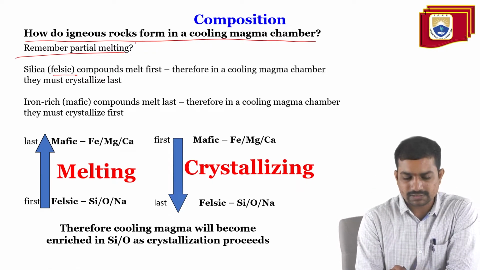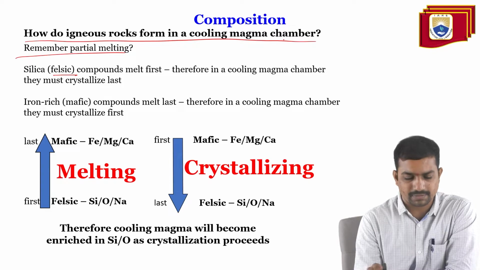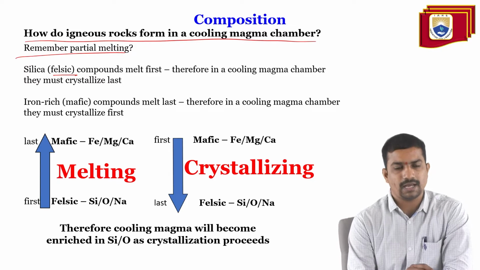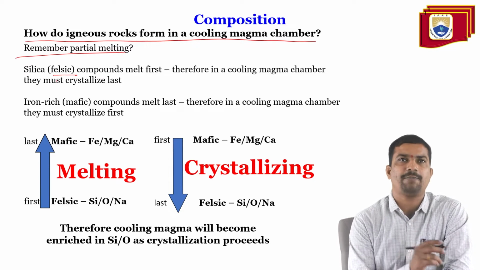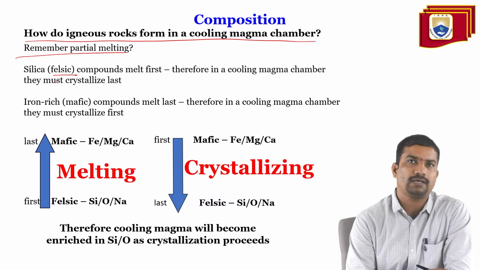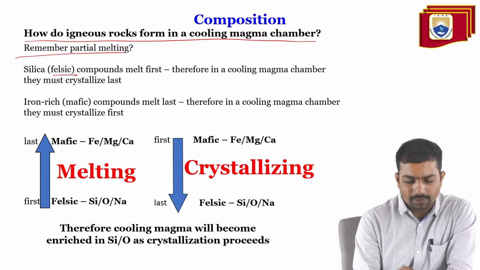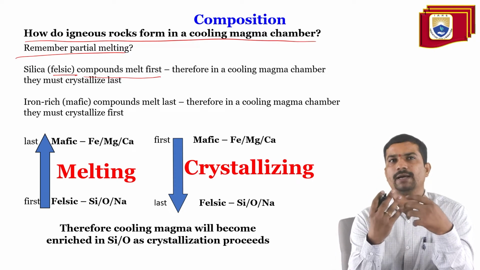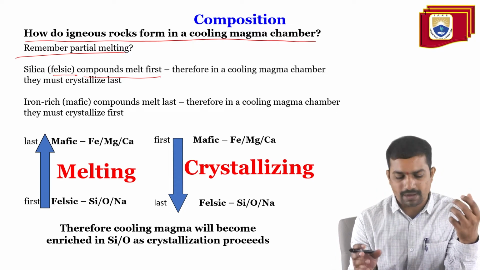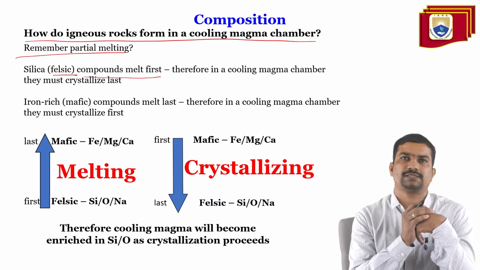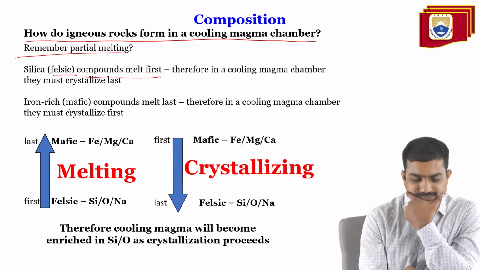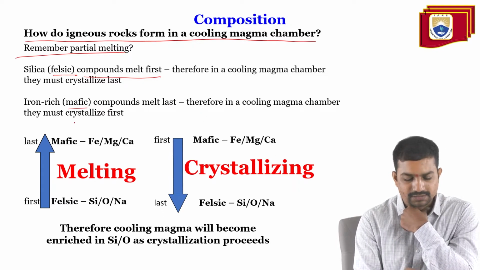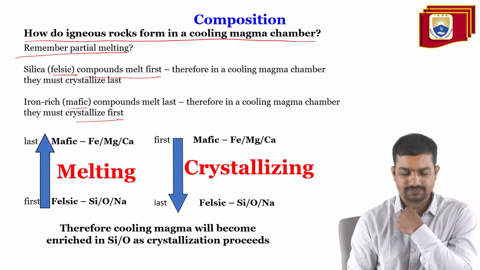So how does the igneous rock form in a cooling magma chamber? We have already explained that the felsic type of formation is a silica type of rock. So silica compounds melt first, so the melting point of it is lower. Therefore, in a cooling magma chamber, they crystallize last. Iron, which is a mafic type of compound, melts last. Therefore, in a cooling chamber, they must crystallize first.